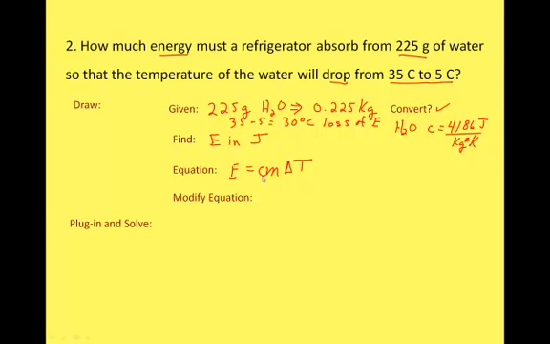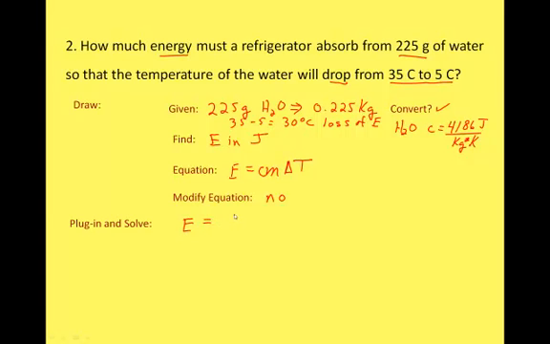So we have C, we've got mass in grams, we have a change in temperature, but this change is a decrease, so it's the energy that's lost is what we're referring to here. Do we need to modify the equation? No, we don't. So let's just plug in and solve.